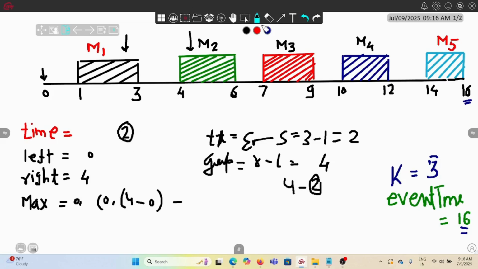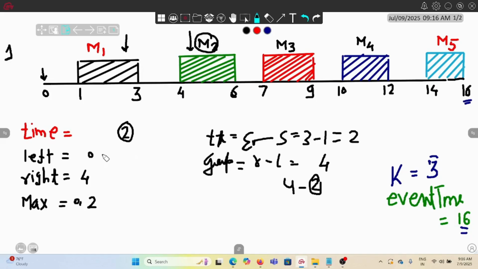Now initially this max value was 0. So between 0 and 2, what is the maximum? The maximum would be 2 only, right? So we are done with meeting 1 and our current window size is 1 now. Now we are coming to meeting 2.